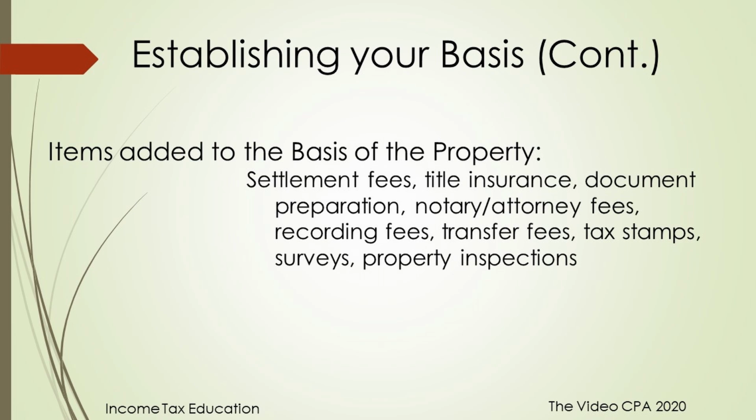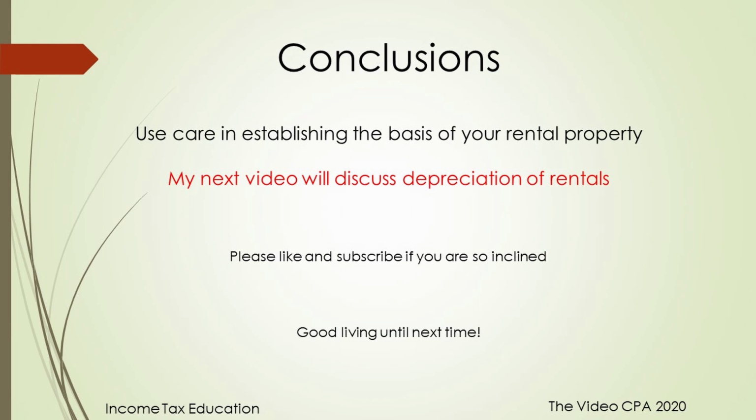Once you've established your basis for amortization, then you go ahead and establish your basis for depreciation. In this case, you're going to add back in from the settlement statement some things that are not immediately deductible. Those are going to be settlement fees, title insurance, document preparation, attorney's fees, notary fees, recording fees, tax stamps, things like that. All of that stuff is going to have to be added into your basis of the property. Once you've got that done, with those things in mind, you're ready to start depreciating your property.